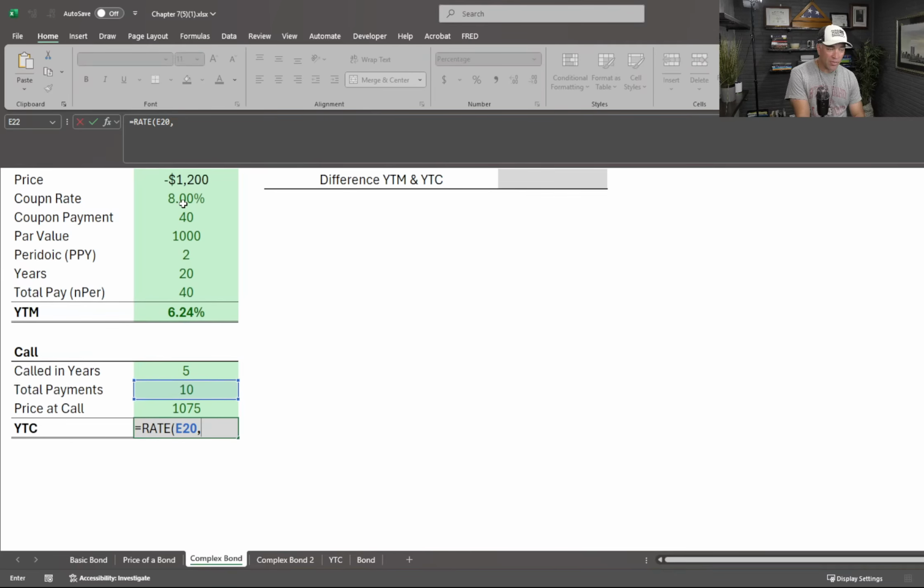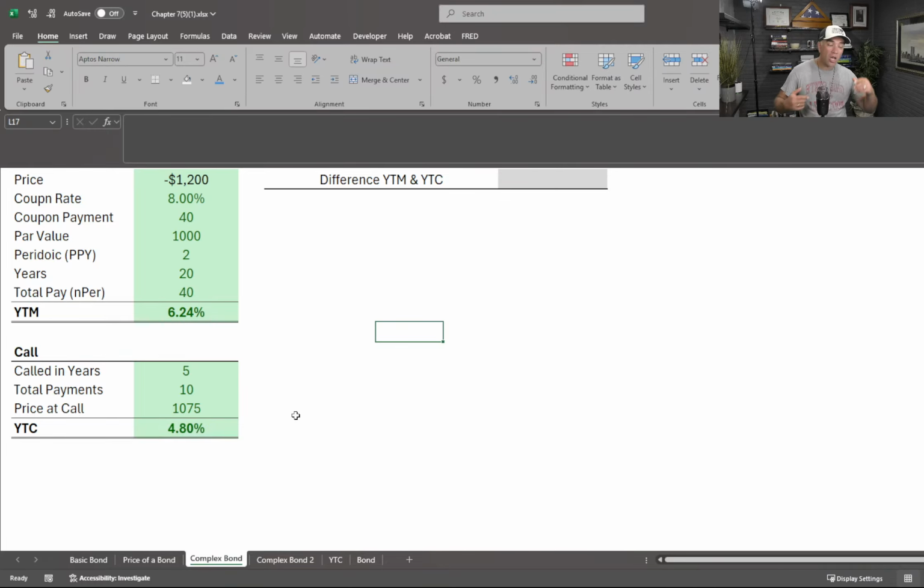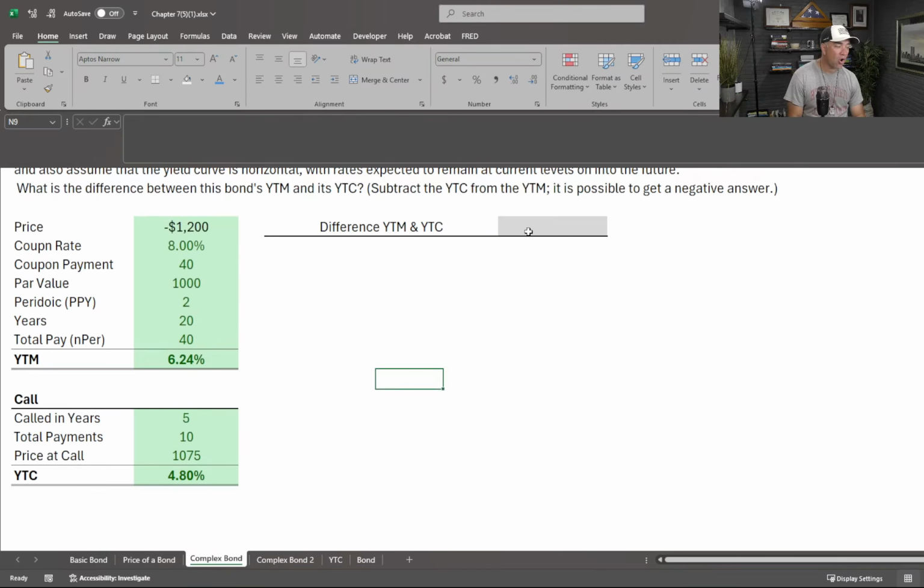What is the PMT? Well, that did not change. That's the 40, comma. What's the present value? That's the price we paid. That did not change. However, what did change was the future value. The future value is the price to call. Close it up. And then I have to multiply that times 2 because that would be the interest rate per 6 months. So if they call it, it's 4.8%. And all they want to know here is what's the difference between the yield to maturity minus the yield to call. And that's how they're shown right there, the difference between those two.